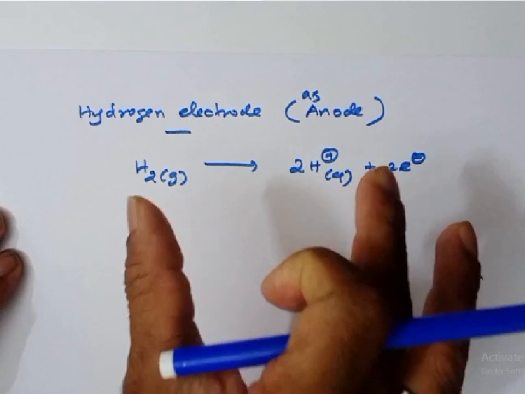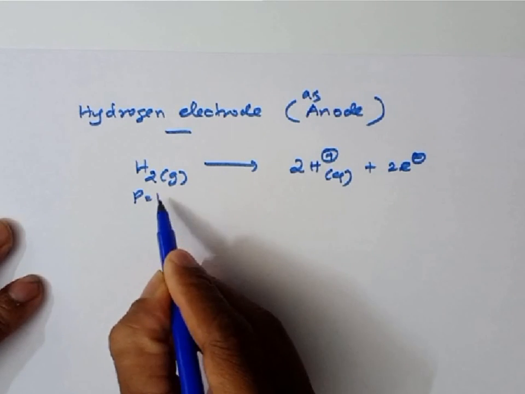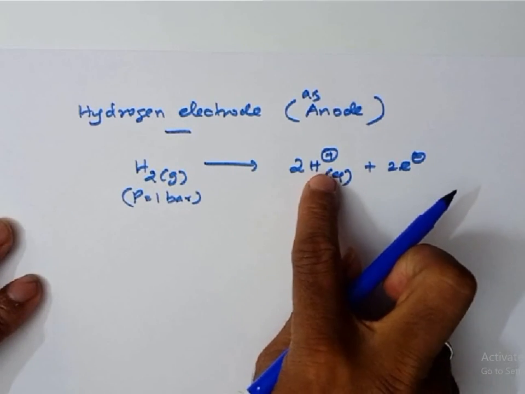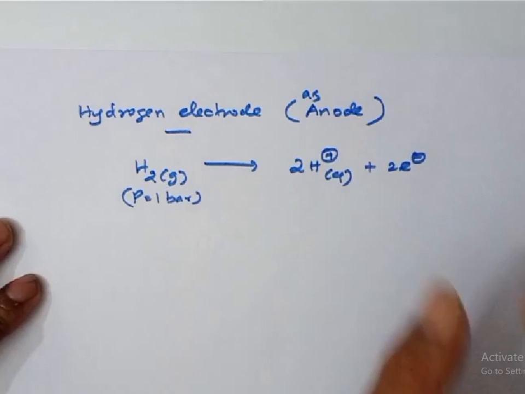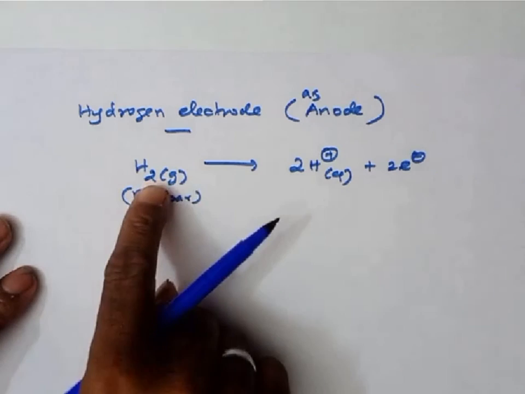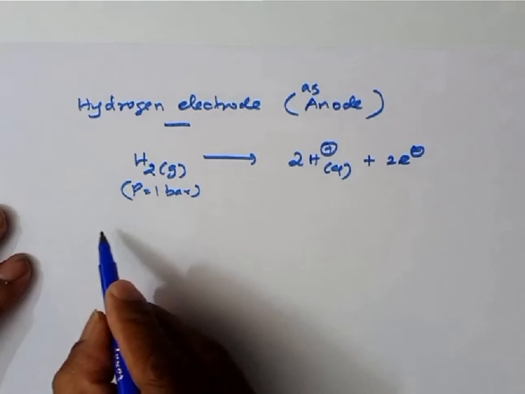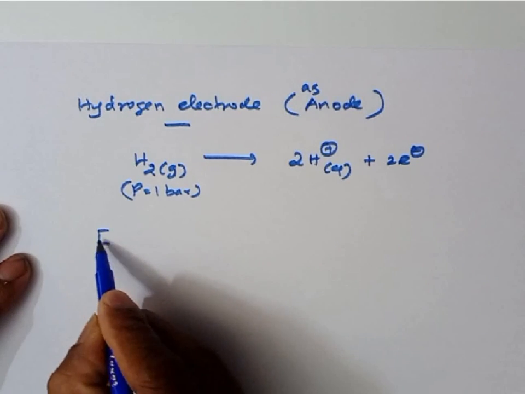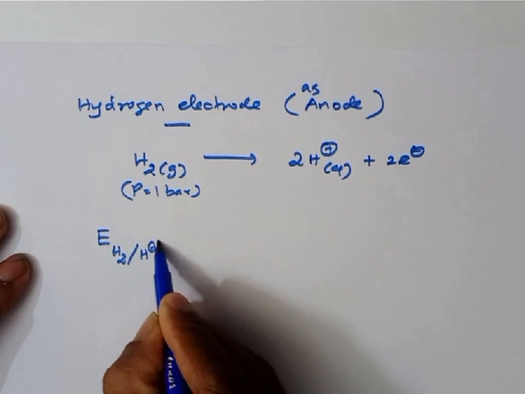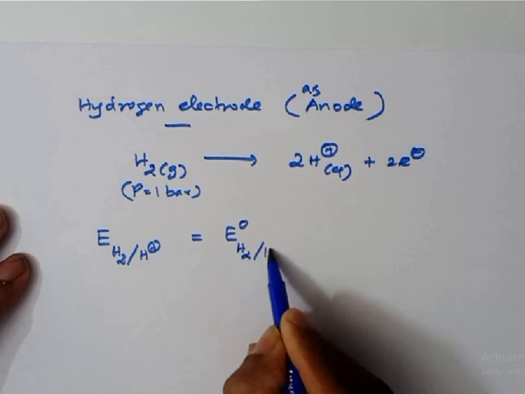Now for this anode reaction, I am going to apply the Nernst equation. Let us assume the pressure as 1 bar. Let us assume the concentration of H plus ion is not 1 molarity; I assume that here we have some concentration. So this is not a standard hydrogen electrode. See, pressure is 1 bar, but concentration is not 1 molarity here. Now I'm going to use the Nernst equation. So according to the Nernst equation, E of H2 becoming H plus, that is the oxidation potential, is equal to E naught of H2 becoming H plus, as per the Nernst equation.